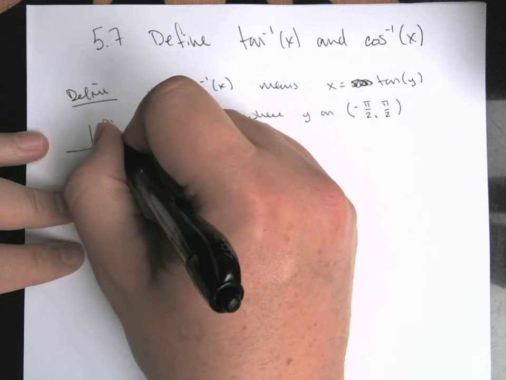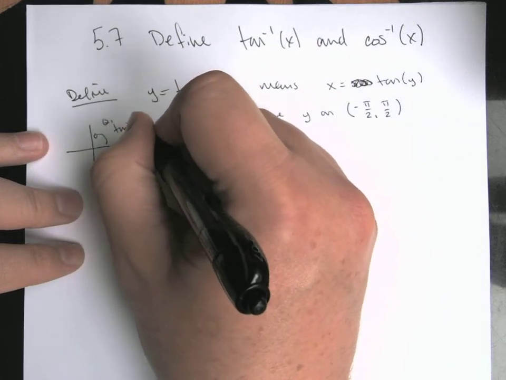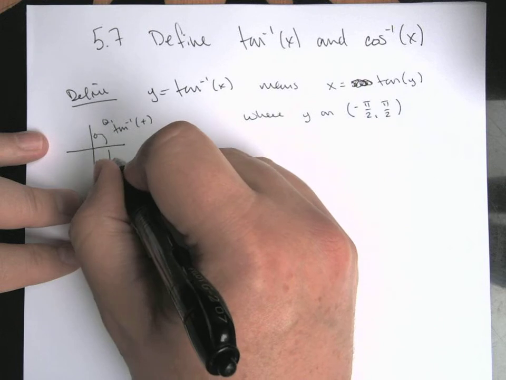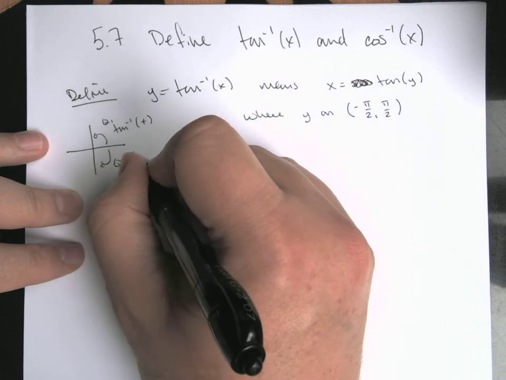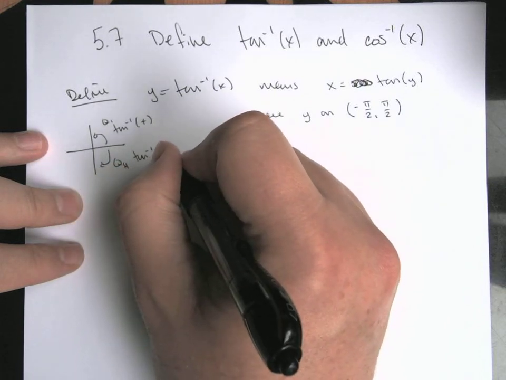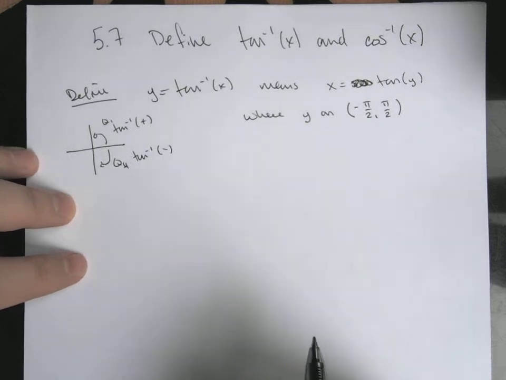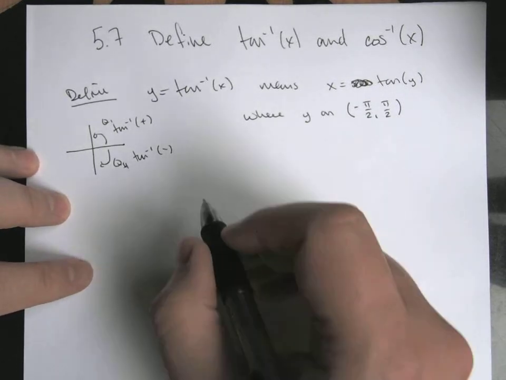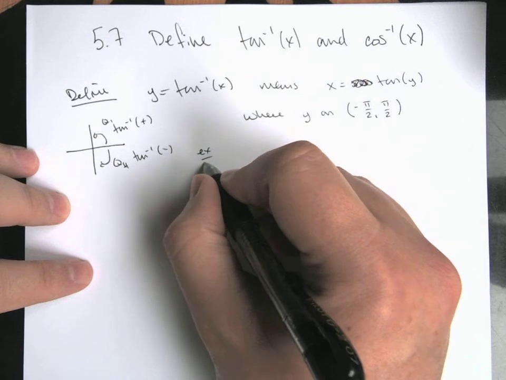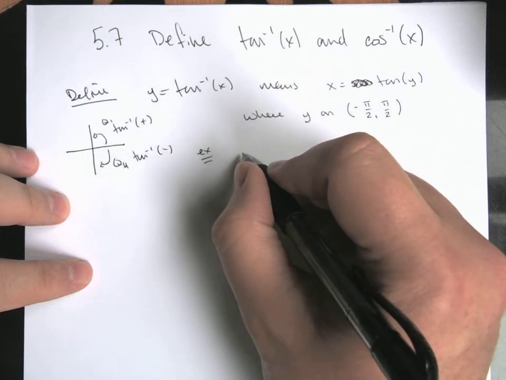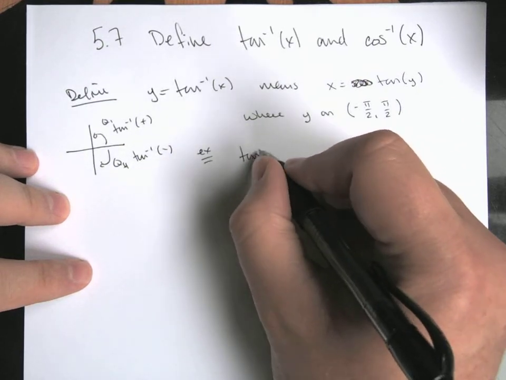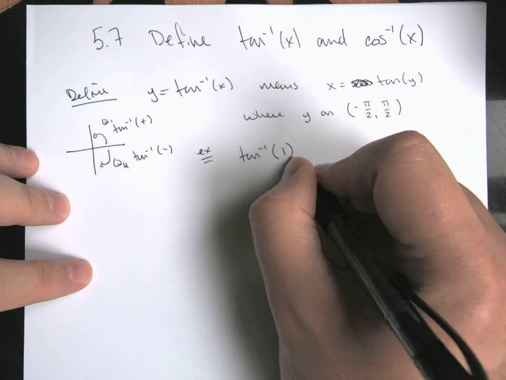So quad 1, tangent inverse of a positive, and we'll do quad 4, tan inverse of a negative. So tangent is going to have this exact same setup. So if we try to reverse our tangent values, let's take an example. Let's find tangent inverse of like positive 1.